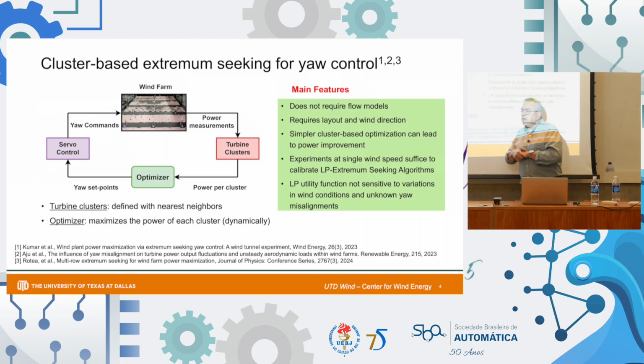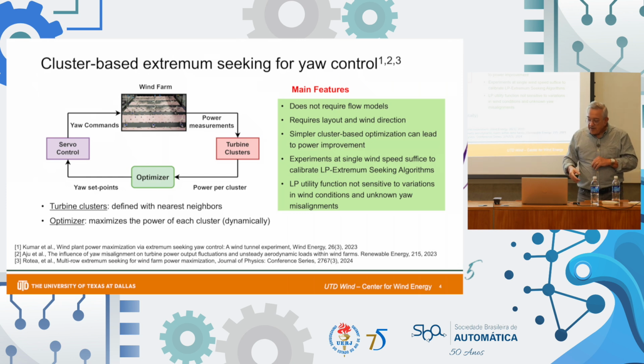The clusters, we define them using, you can get very sophisticated and start looking at correlations of time series to decide which machine should be talking to which other machine. Or you can be very pragmatic and empirical and say, the ones that are close to me are the ones that matter the most. And that's what we do. We use nearest neighbor to decide how to form the clusters. And then we optimize the power for each cluster. These papers that are in this presentation summarize the work.